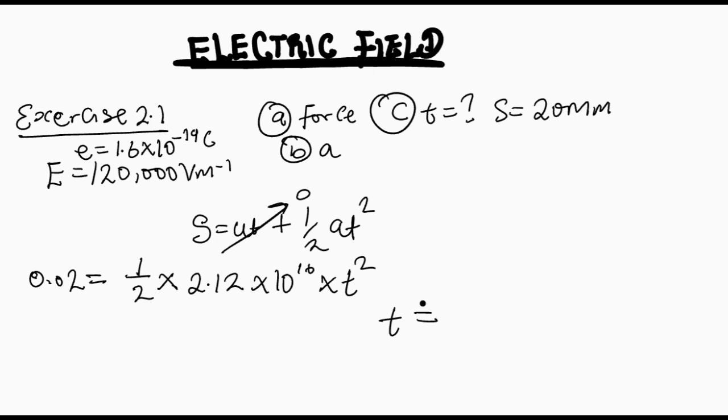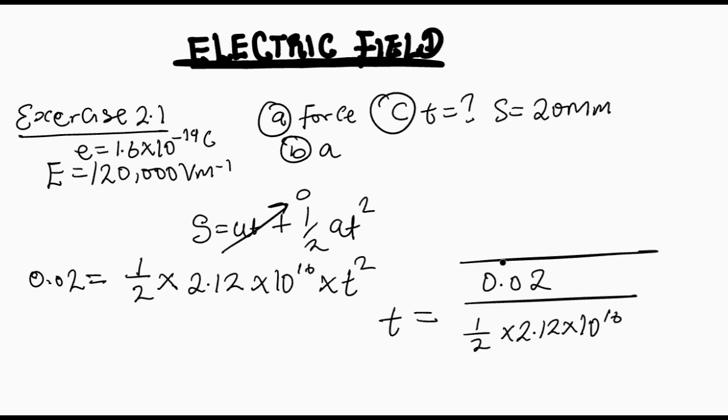T will now be everything divided by 0.02 all over 1 over 2 times, all in square root, right? Yes, so if we evaluate this, we'll have an answer like 1.37 times 10 raised to power minus 9 seconds.